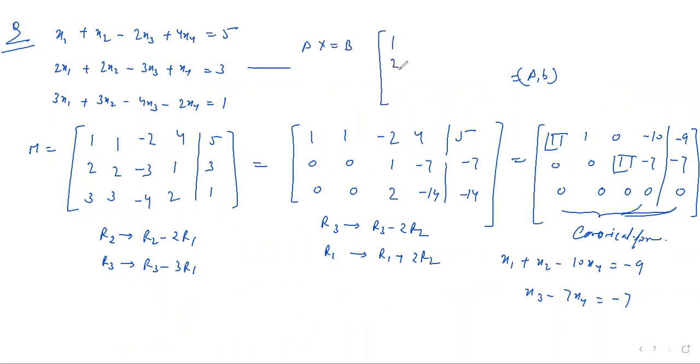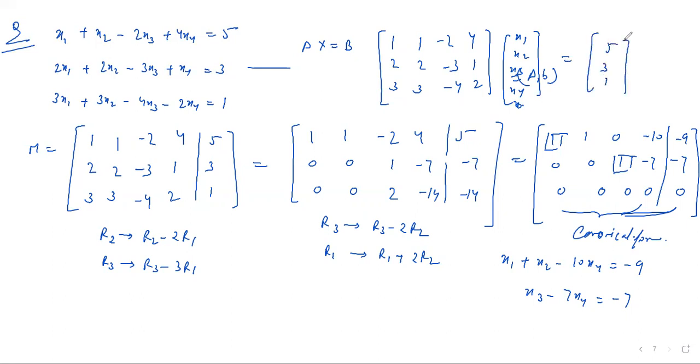So what is A? A is 1 2 3, 1 2 3, minus 2 minus 3 minus 4, 4 1 2, and x is x1 x2 x3 x4, and that is equal to 5 3 1. After reducing this matrix, we are multiplying with these unknowns, and that is equal to the b's. We have used the augmented matrix for simplification purposes. So I got these two equations here.